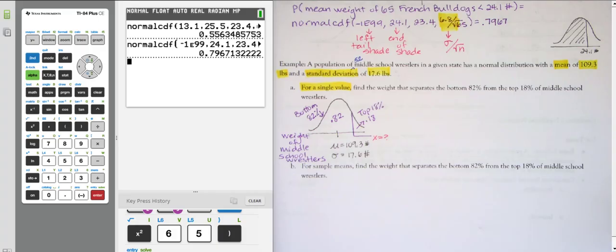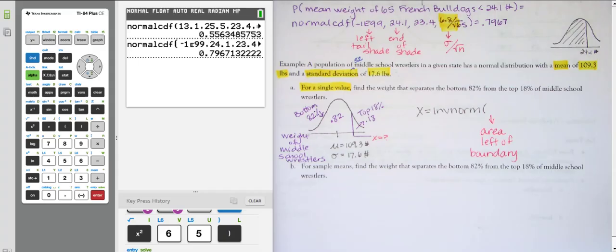We can make a quick sketch to demonstrate the information that we know. First, we'll place our mean and our standard deviation on the graph. Next, we can place the 82% and 18% divider line. This is the boundary value we are looking for, which is the weight of the middle school wrestlers. Since we're looking for an x value, we're going to use invNorm.